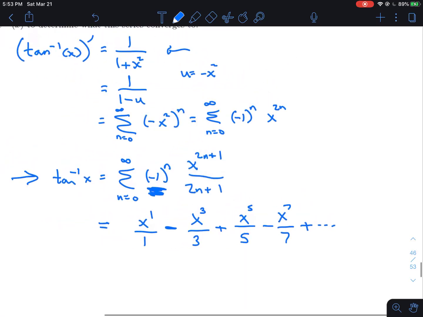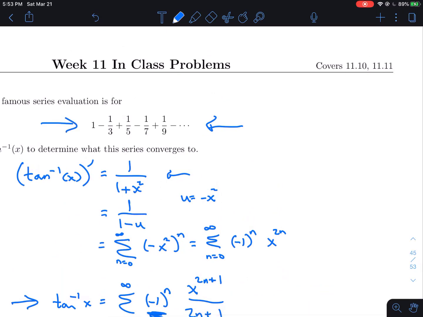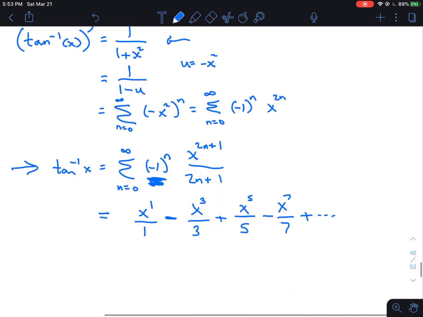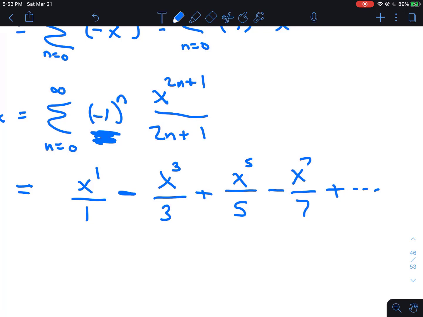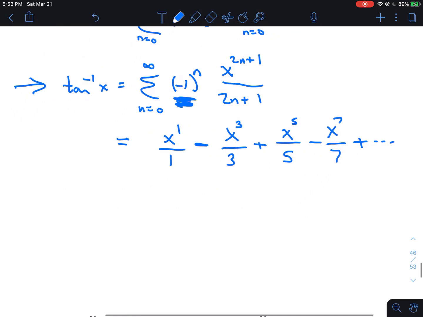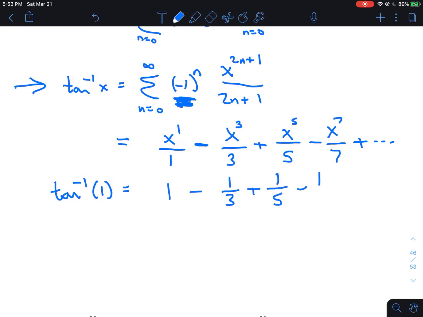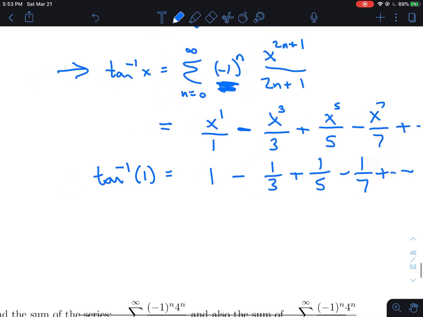And again, we would like to use this to say something about this infinite sum right here. So 1 minus a third plus a fifth minus a 7th plus a 9th. And you'll notice that this is looking exactly like what we have here, except in the numerator there's a bunch of 1s. So I'm going to replace everywhere I see an x with a 1. So tangent inverse of 1 is equal to 1 minus a third, because 1 cubed is just 1, plus a fifth minus a 7th, so on and so forth. And we should remember, tangent inverse of 1 is equal to pi over 4. So pi over 4 here.